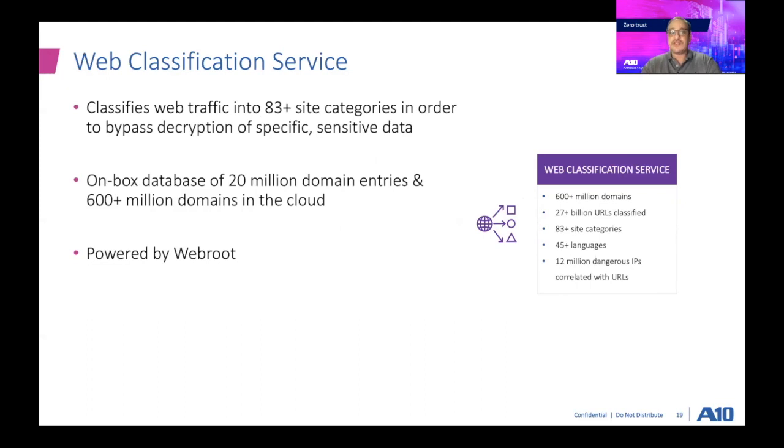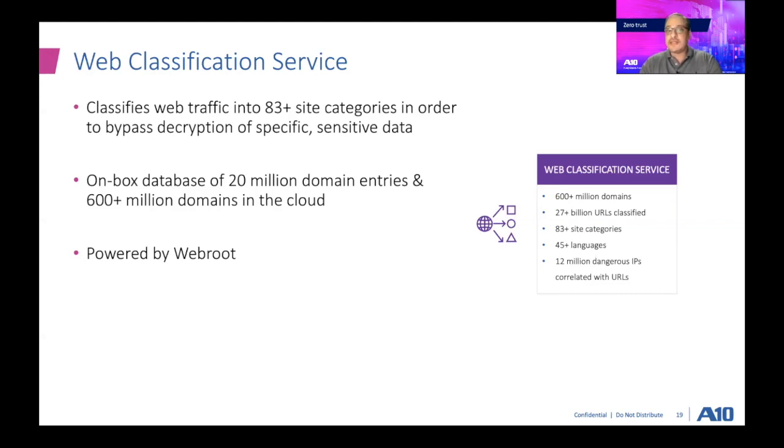Our web classification service here is powered by Webroot, and we have more than 600 million domains, 27 billion URL classifications, and so on. This integration in A10 comes in a good flavor, where you can download these hashed categories inside the A10 appliance itself. So we don't need to check the cloud every single time we get traffic against categories or classifications. We have it already on the appliance, so it's instant action.